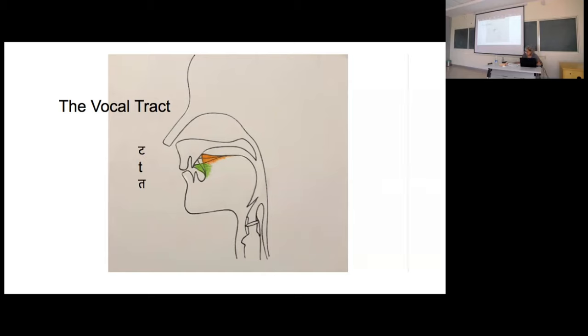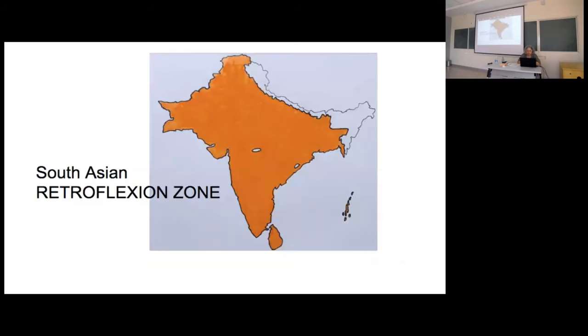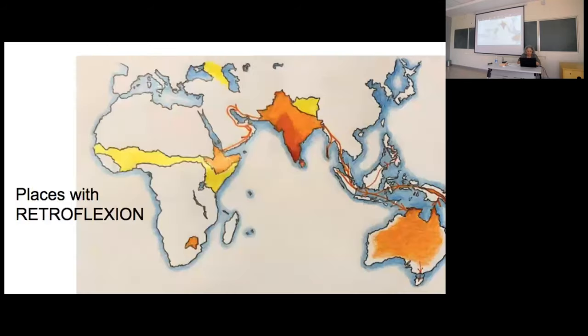I want to see if I went as far as this. Okay. Now, I'm going to go back to here. You'll notice that you don't get it at all in Southeast Asia, except for New Guinea, right? You don't get it in the Gulf, the Arab world, you don't get it now in Iraq. This is a map of today, of the situation for retroflexion.